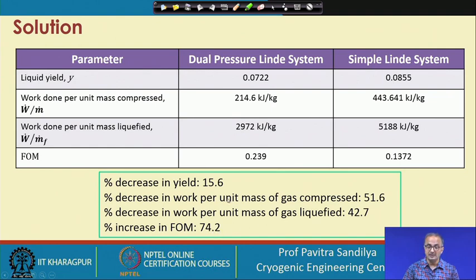So, looking at these figures, we find that it is quite justified to use a Linde dual pressure system, even though we have to sacrifice some amount of liquid yield. So, the overall economics or overall decision will be based on all these parameters and not just on the liquid yield, and this justifies the use of the Linde dual pressure system.